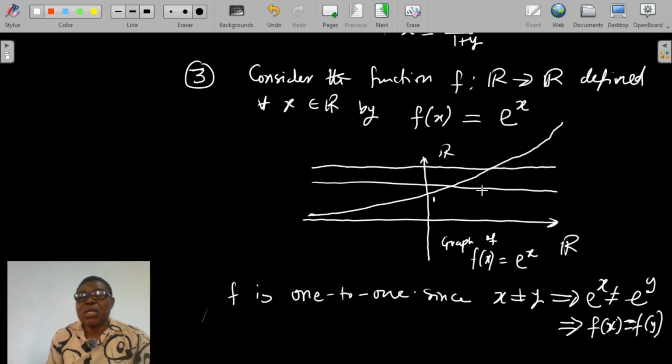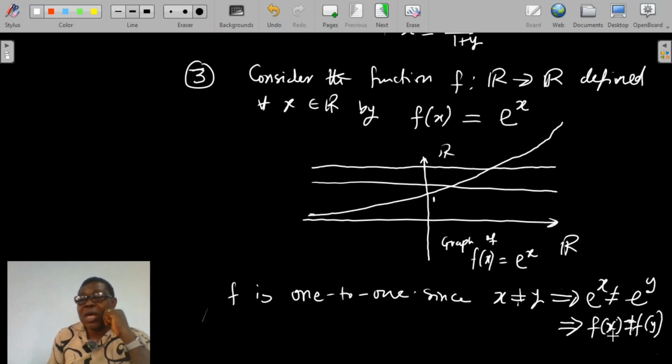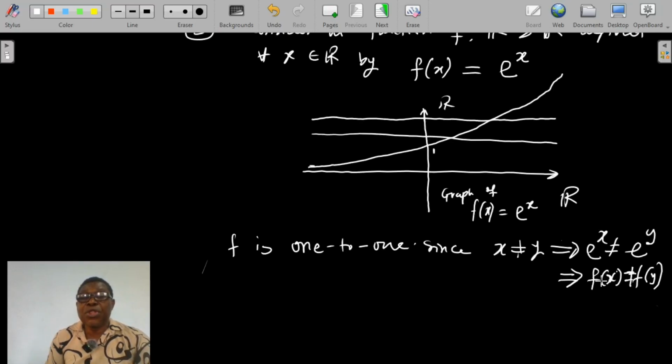Geometrically, what this signifies is that the function f is 1-to-1, meaning that distinct elements have distinct images. So if we are given x and y with x not equal to y, this will imply that e raised to power x is not equal to e raised to power y, which is a fact. And this implies that f of x is not equal to f of y. So f is a 1-to-1 function.